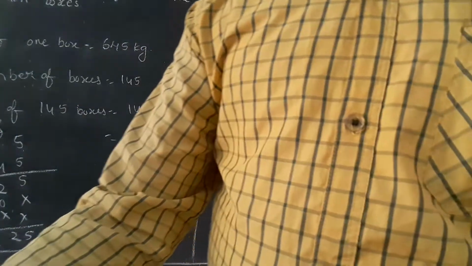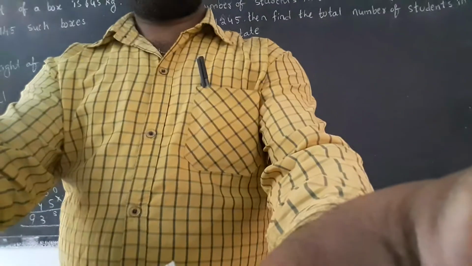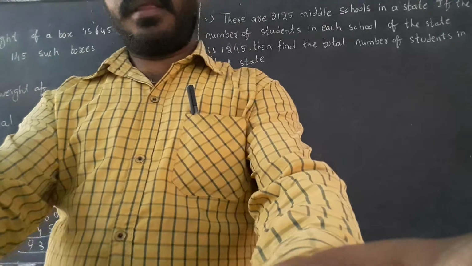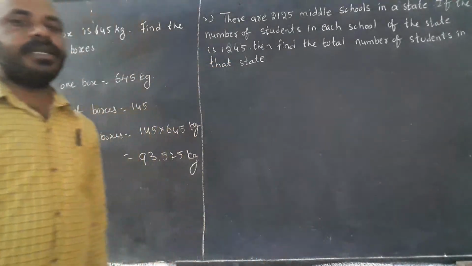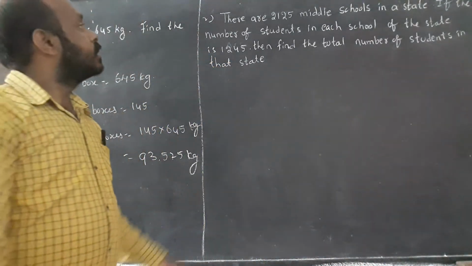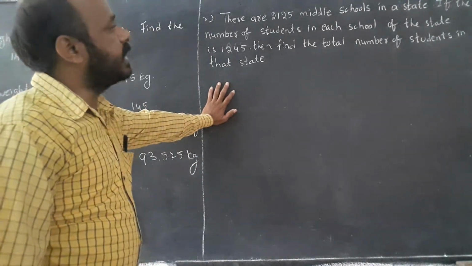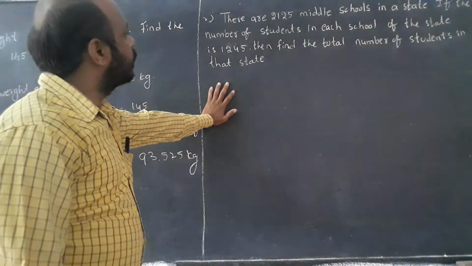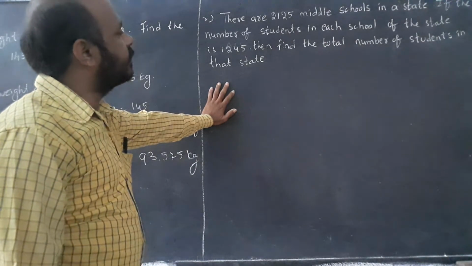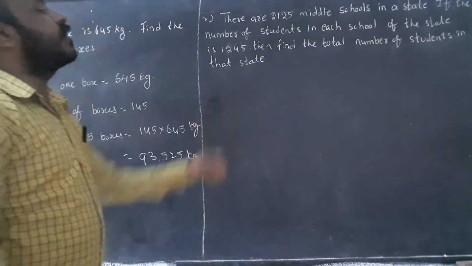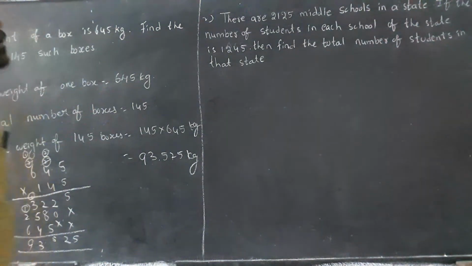Very important, this one also. See, first what he gave: 2,125 middle schools are there in the state. In the state, how many schools are there? 2,125 middle schools in a state. If the number of students in each school of the state is 1,245, then find the total number of students.